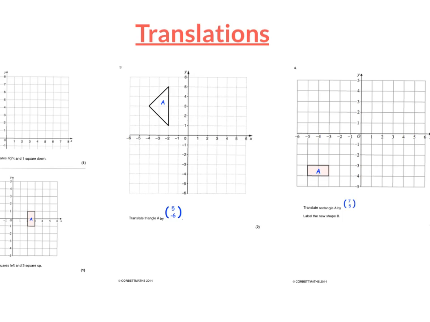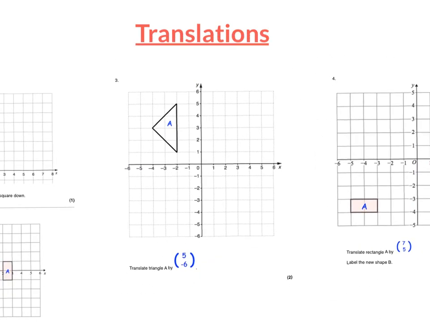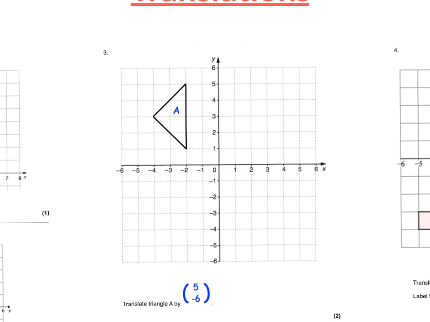A translation is whenever we move a shape by using a vector. Now the vector is this little thing here at the bottom, the 5, minus 6. So all we're going to do is take any corner. I'm going to go for this corner here, and I'm going to move it across 5: 1, 2, 3, 4, 5, and I'm going to move it down 6: 1, 2, 3, 4, 5, 6. So that is where my shape is going to end up being started. I'm just going to mark that there.